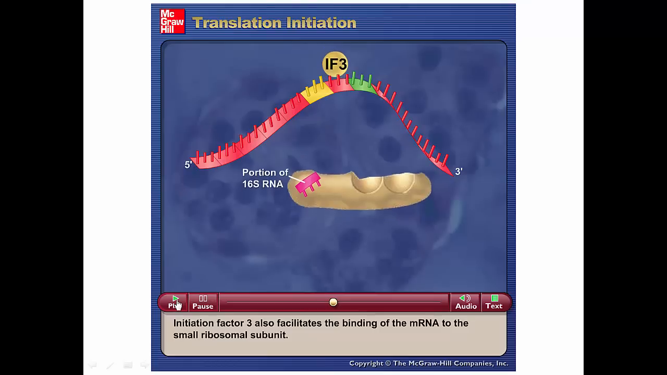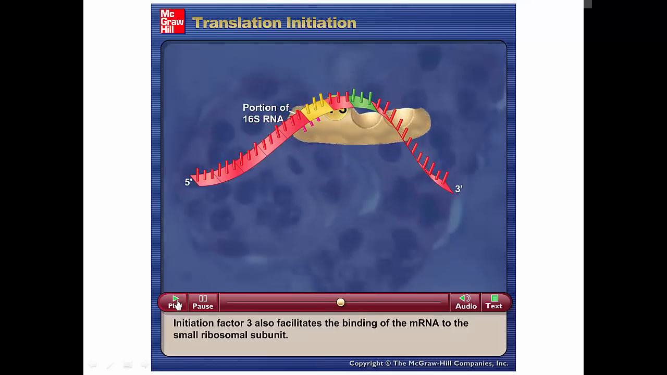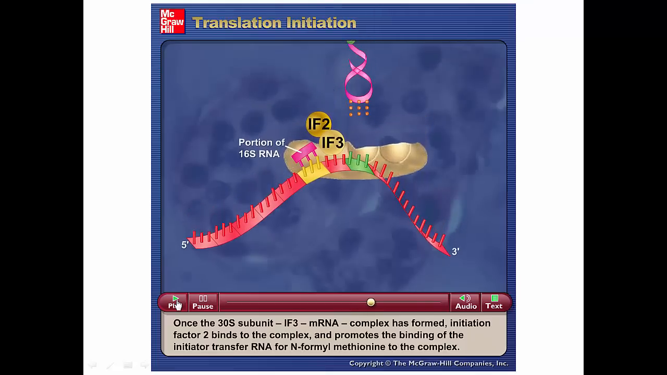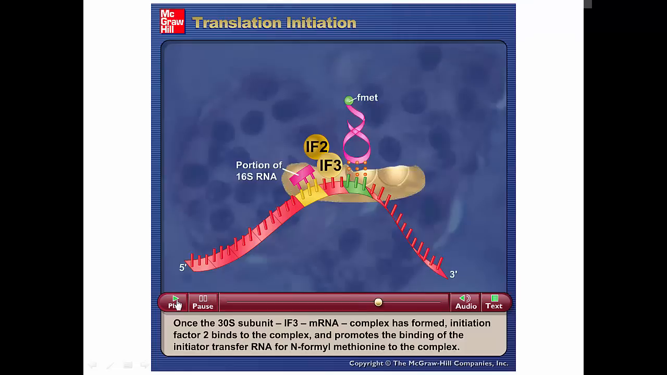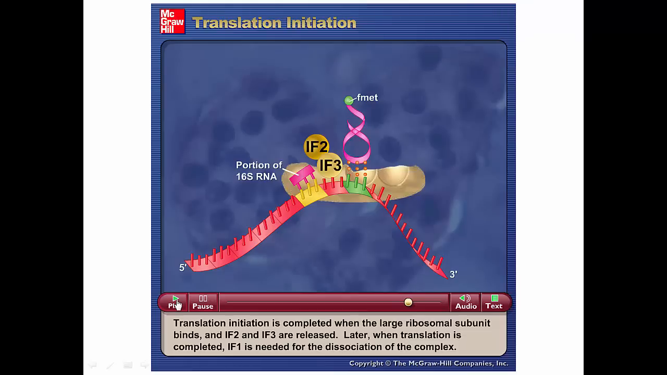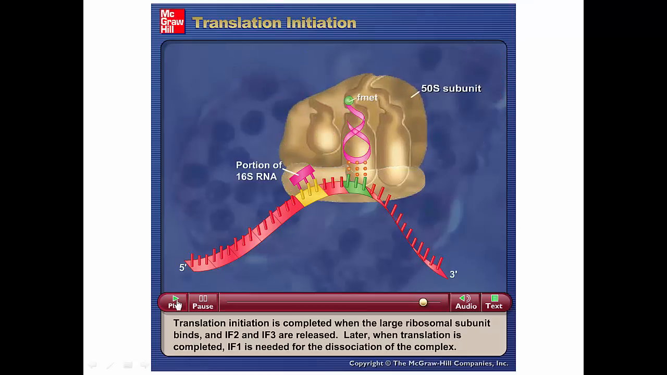Initiation factor 3 also facilitates the binding of the mRNA to the small ribosomal subunit. Once the 30S subunit-IF3-mRNA complex has formed, initiation factor 2 binds to the complex and promotes the binding of the initiator transfer RNA for N-formylmethionine to the complex. IF2 and IF3 hydrolyze GTP as an energy source to promote the association of mRNA, tRNA, and the ribosomal subunits. Translation initiation is completed when the large ribosomal subunit binds and IF2 and IF3 are released. Later, when translation is completed, IF1 is needed for the dissociation of the complex.